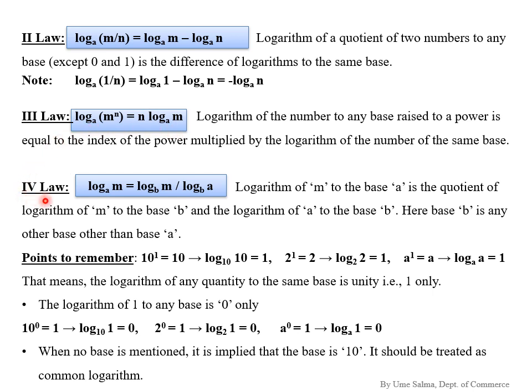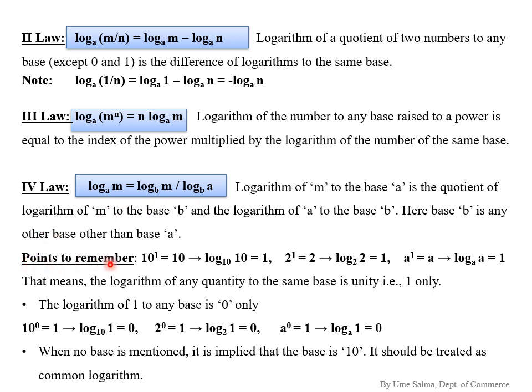Moving on to the fourth law. Log m to the base a can also be written as log m to the base b divided by log a to the base b. Logarithm of m to the base a is the quotient of logarithm of m to the base b and the logarithm of a to the base b. Here base b is any other base other than base a. That means whenever you have this base a, this can be taken in the denominator by using a new base b that is common to both the terms.